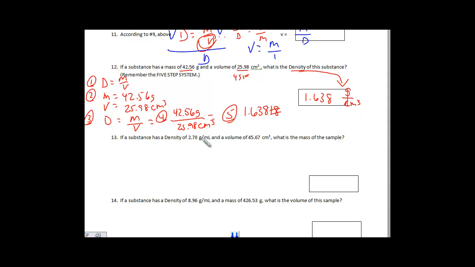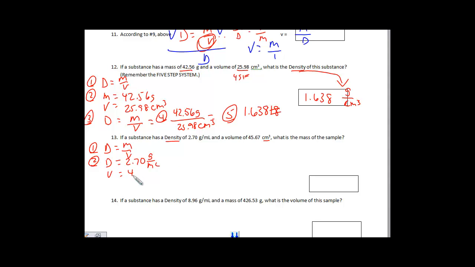Okay, 13, we're looking again. It says we have a density. Okay, so what do you know about density? Everything. Density equals mass over volume. Step 2, we're going to identify the variables and match them with the values that are given. Well, the first thing that's given to us is a density, 2.70 grams per milliliter, and then we are given a volume.